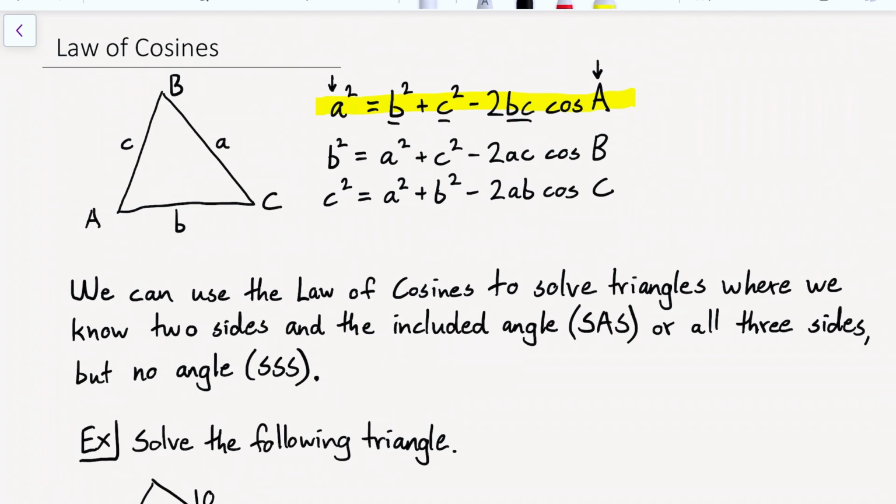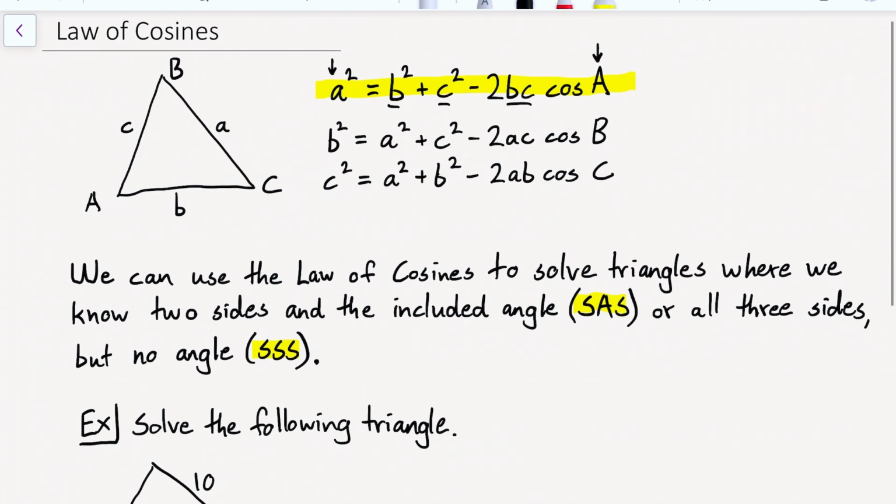We can use the law of cosines to solve triangles where we know two sides and the included angle. We call that an SAS triangle, or all three sides but no angle. We call that an SSS triangle. Adding in the law of cosines gives us more power to solve additional kinds of triangles.